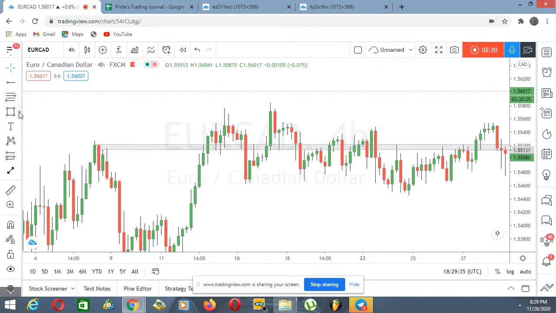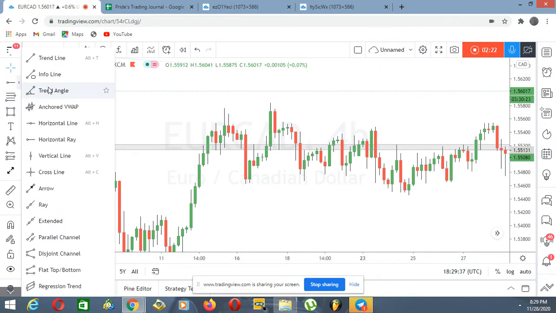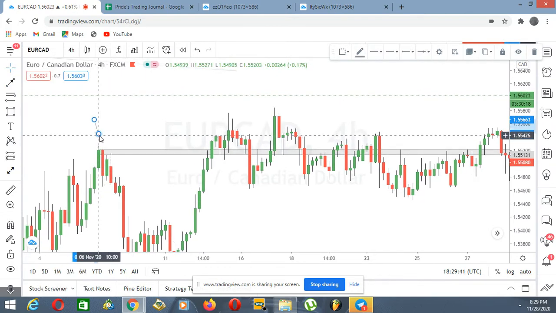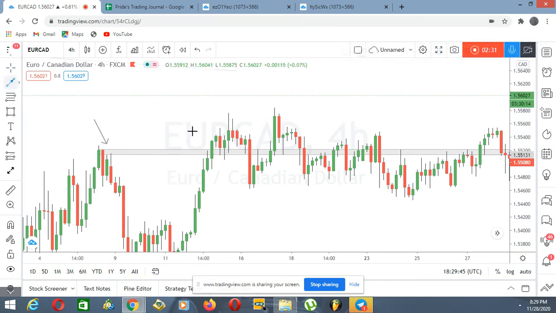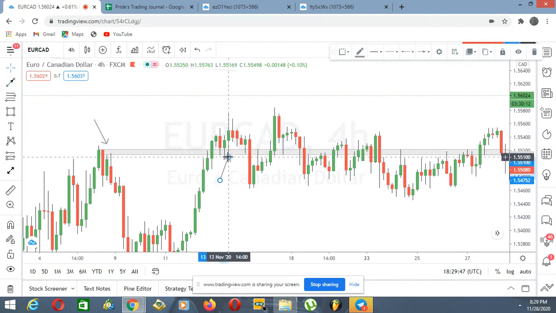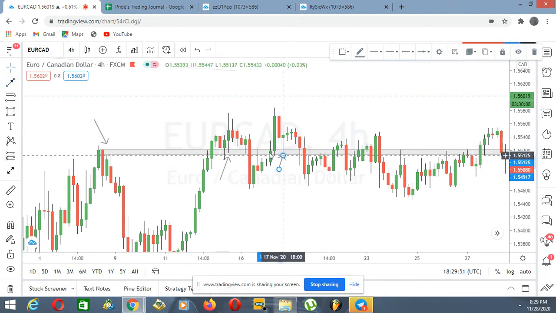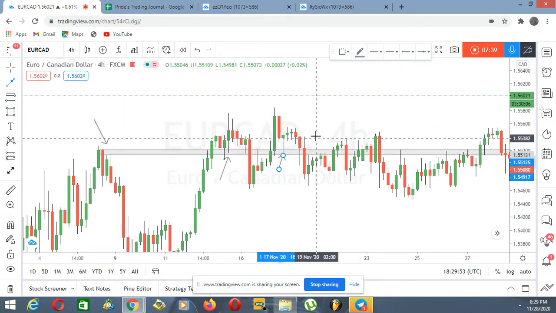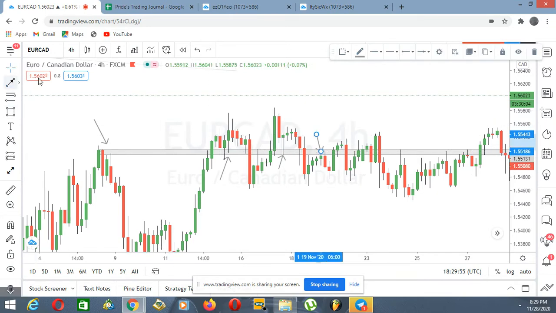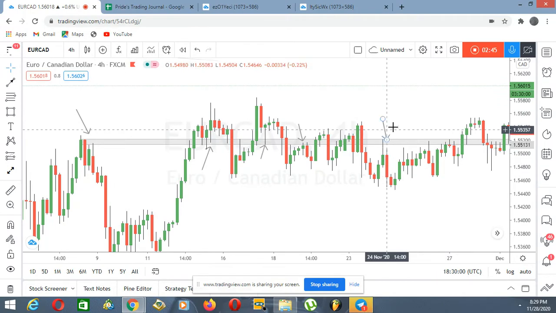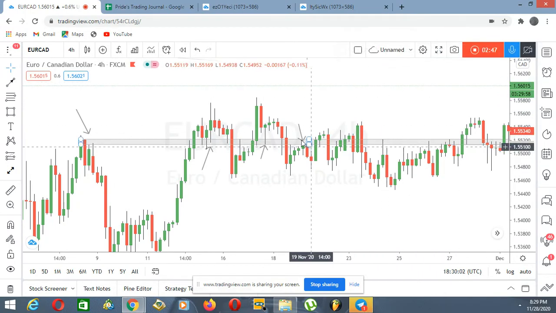Let me just mark them fast for you. I know that we have a level of resistance here. Let me make that big for you guys to see. We have a level of resistance, a level of support, another level of support, a mini resistance, and another level of resistance. So you guys get the concept. This was a very strong level of support and resistance.